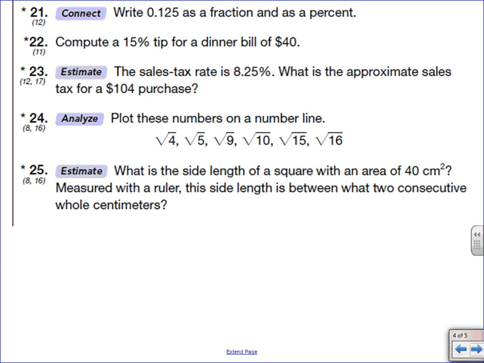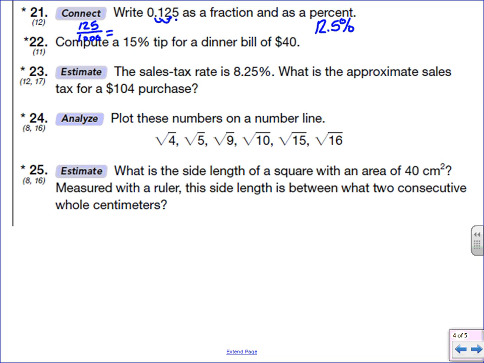Write 0.125 as a fraction and as a percent. Well, if I write it as a percent, it's pretty easy. I take the decimal point and I move it 2 places to the right. So 12.5%. And then if I write it as a fraction, I say, all right, I have tenths, hundredths, thousandths. So I have 125 over 1,000.